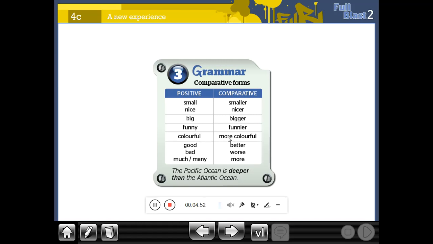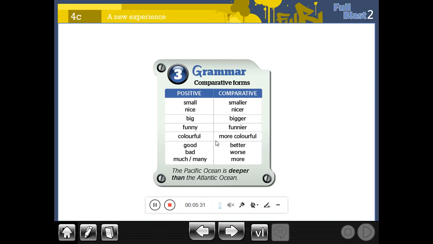Here we add more before the adjectives: more colorful. For example, barracudas are more colorful than sharks. Like beautiful, we open our mouth 3 times, so it has 3 syllables. So I say more beautiful than.